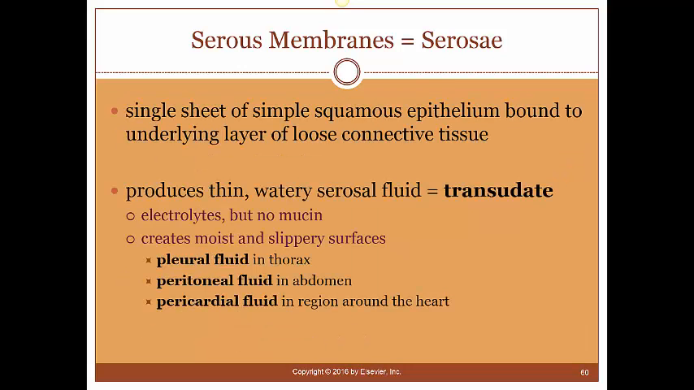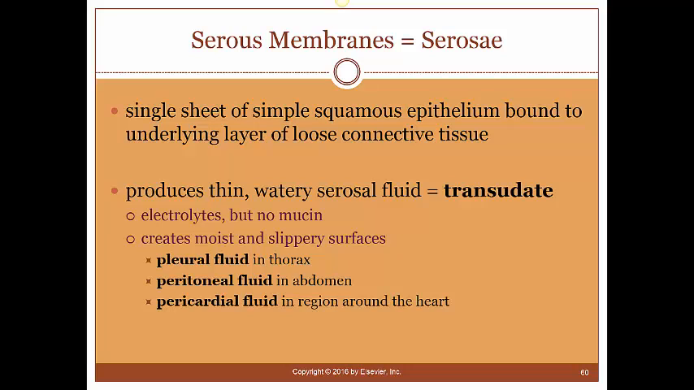So it's just a simple layer of squamous epithelium. There's a little bit of mucus, but not much in there. Mostly what they produce is a little bit of a transudate, a little bit of a liquid, which helps to keep them slick, to keep them from sticking to each other, and to keep the epithelium from getting damaged.